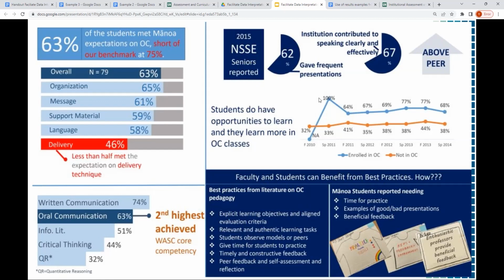So they really do not know what is the best way to teach oral communication. So then me and my students, we conducted an annotated bibliography. We also conducted a literature synthesis, and we identified the best practice for oral communication pedagogy. And this is what we presented to the board members as well.